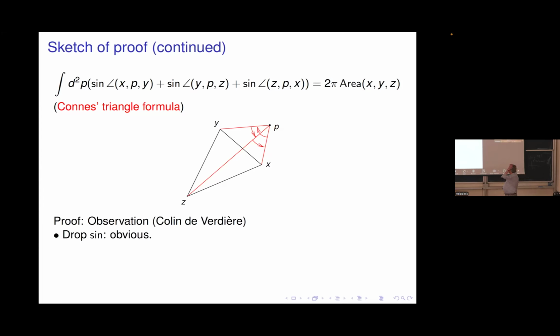But here's the proof. Let's first drop the sine. The claim is true even without the sine. It's true for the sine or for any other odd function. That's exactly the key to the proof. And you must have thought of the proof by now.